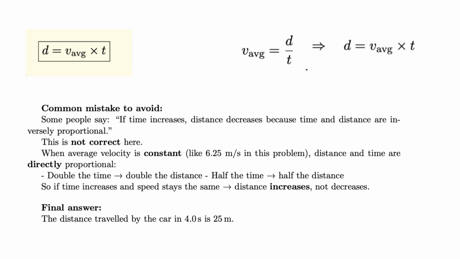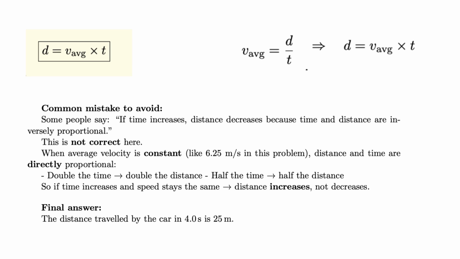Sometimes people get confused and say, if time increases, distance decreases because they are inversely proportional. But wait, that's only true if velocity is changing or if something else is fixed. In this problem, the average velocity is constant. It stays 6.25 meters per second the whole time.